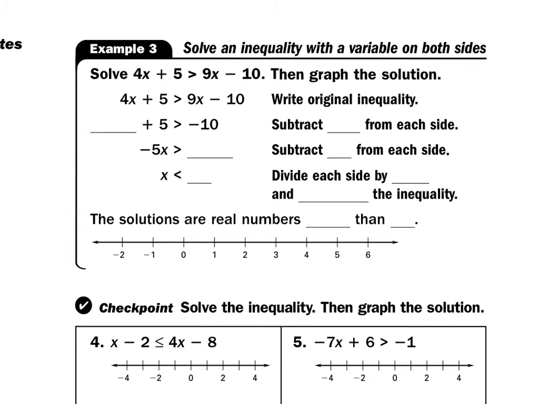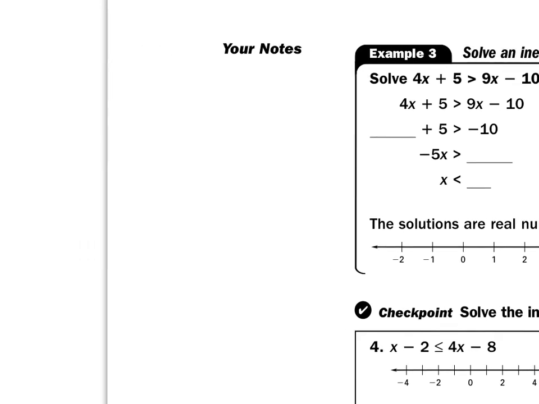Example 3. Solve an inequality with a variable on both sides. So I need to get all the x's on one side and the numbers on the other side. I would subtract the 4x from both sides. And that's not what they do on my answer sheet. So again, I am going to move over here and just do it my way.